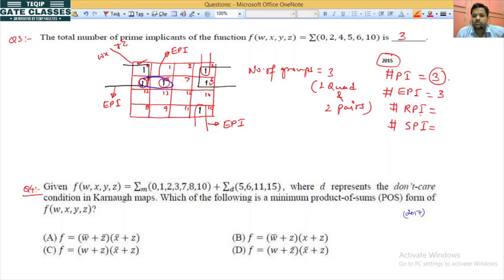So total how many EPI? 3. So how many redundant? We have only 3 PI. Out of those 3, all the 3 are EPI. So RPI will be 0. SPI will also be 0. This will be the answer. But in this question only the number of prime implicants is asked. So this will be the answer.